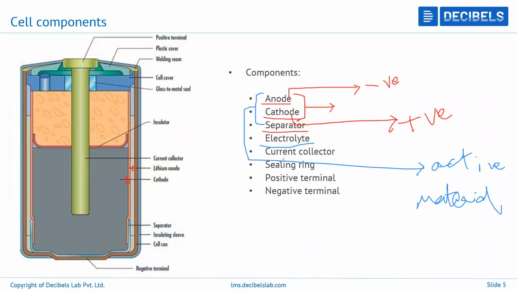Then coming to the current collector, it is basically this large green terminal that you see here. It is the connection between your electrolyte and the positive terminal outside the battery. This allows your electrons to flow from within the cell to the external portion of the cell. So that's the function of the current collector.